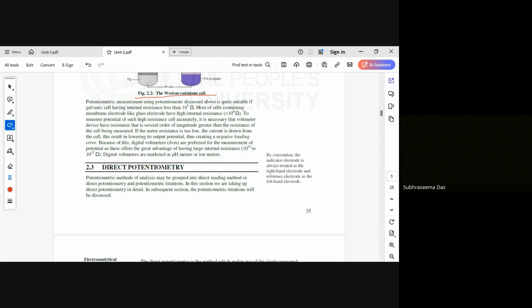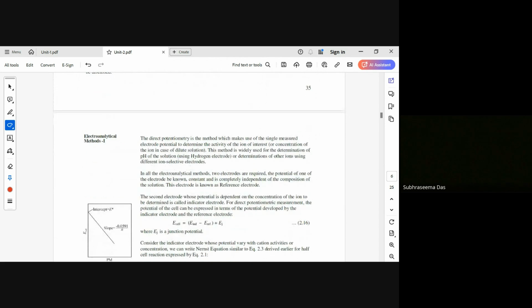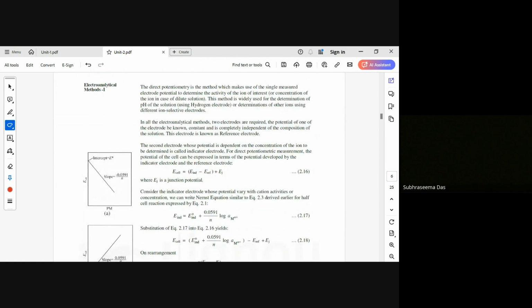The next is direct potentiometry. As we know, there are two types of potentiometry: direct potentiometry and potentiometric titration. We will first discuss direct potentiometry, then we'll go for potentiometric titration. The direct potentiometric method uses the single measured electrode potential for a single ion. This method is widely used for the determination of the pH of a solution or determination of other ions using different ion selective electrodes. Now, in all the analytical methods, we know two electrodes are used.